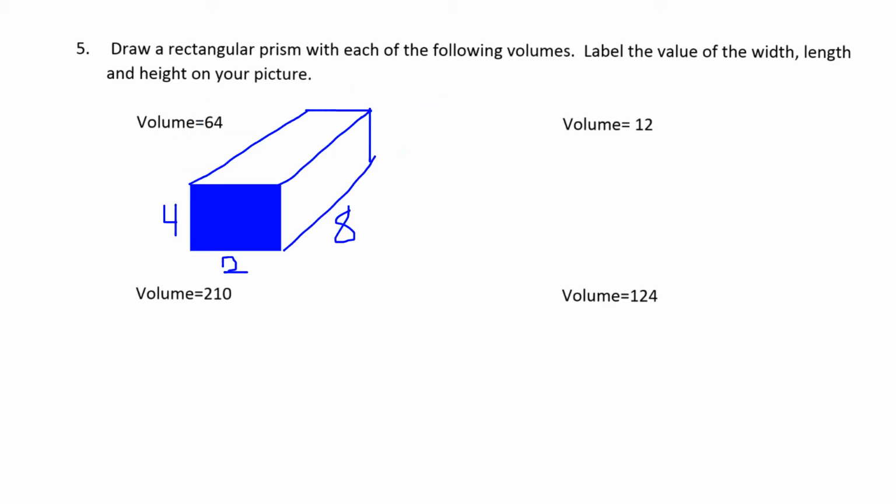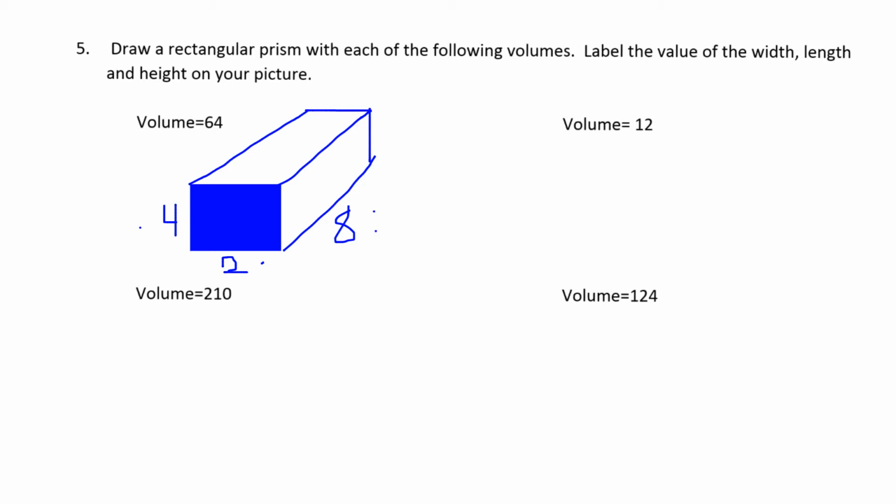This was the rectangular prism that I decided to draw. It has a width of 2, it has a height of 4, and it has a length of 8. And when you multiply 2 times 4 times 8, you're going to get a volume of 64. So 2 times 4 is 8. 8 times 8 is 64. So once again, however you want to draw your rectangular prism, as long as the sides all multiply up to 64, you'll be all right.